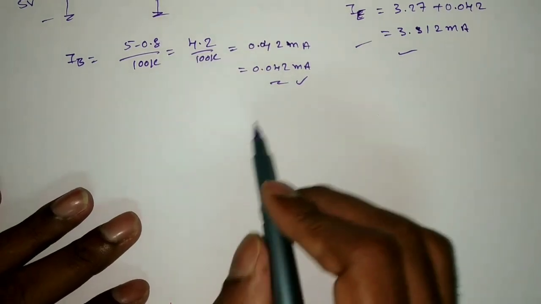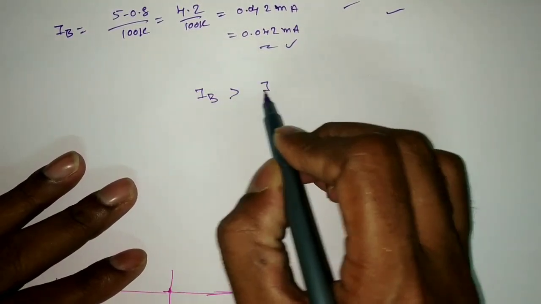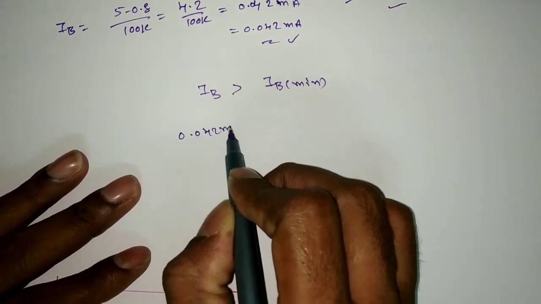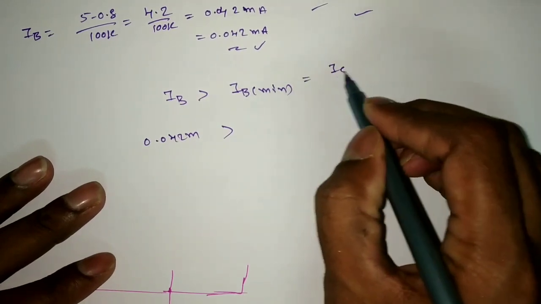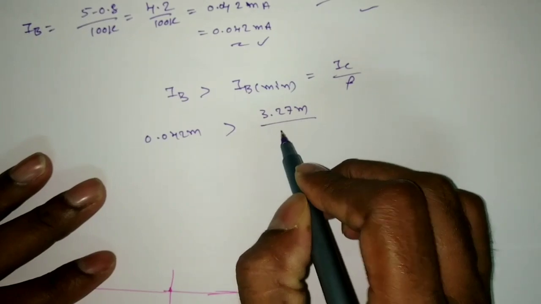And again, beta is given as 100. So what is the condition? IB should be greater than IB min. What is IB? 0.042 milli. The IB min formula is IC by beta. What is IC we got? 3.27 milli, divided by beta, which is 100.